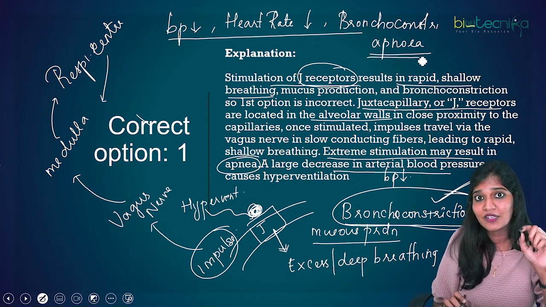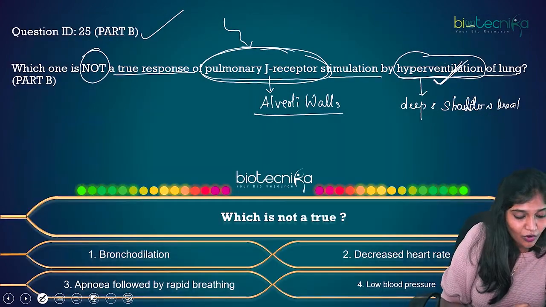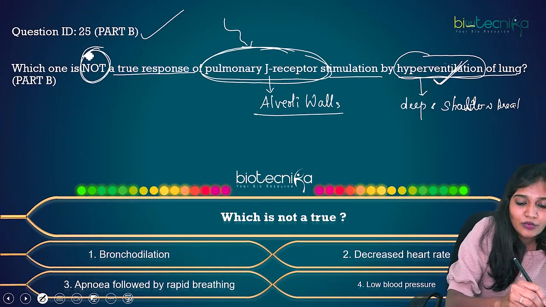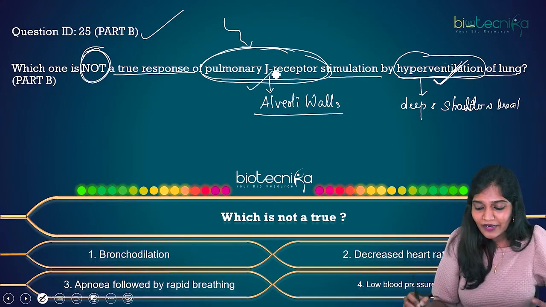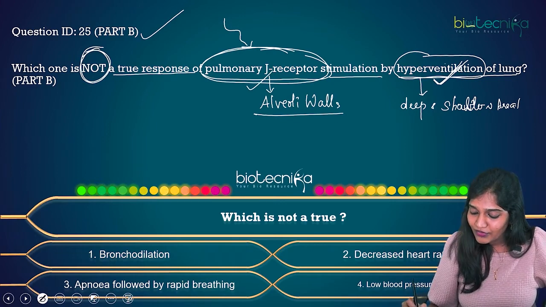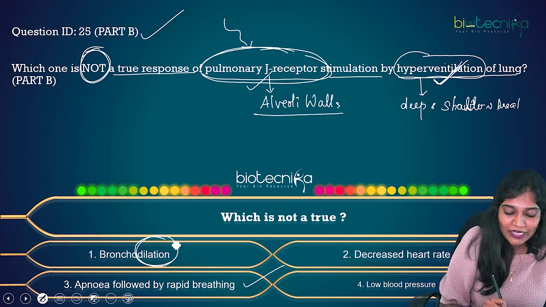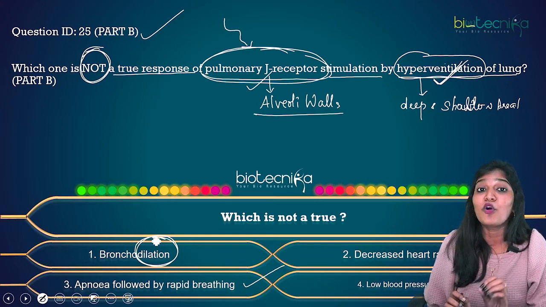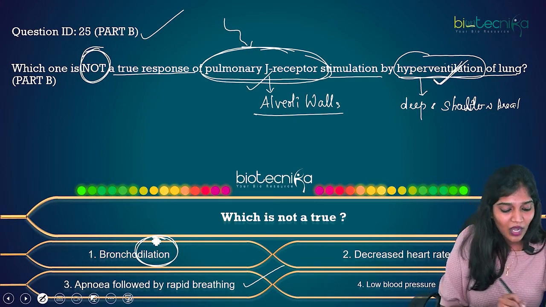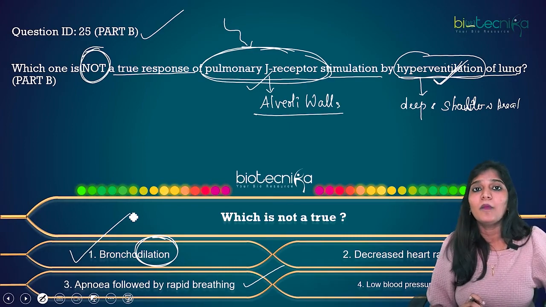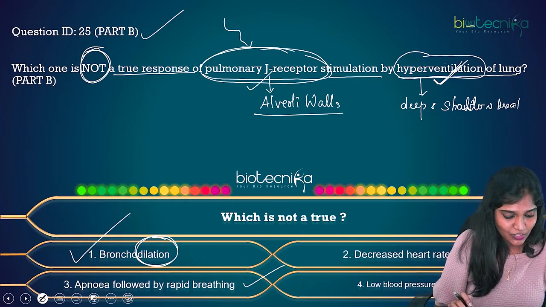But the question for us is, which one of these things is not done by them? So, not a true response of J receptor. We already know decreased heart rate or low blood pressure, apnea, but it is not bronchodilation. It is definitely going to be bronchoconstriction. So the answer for this question is option number 1, which is bronchodilation.